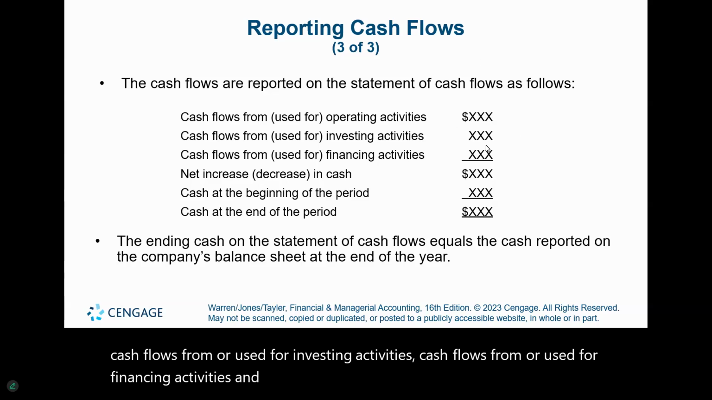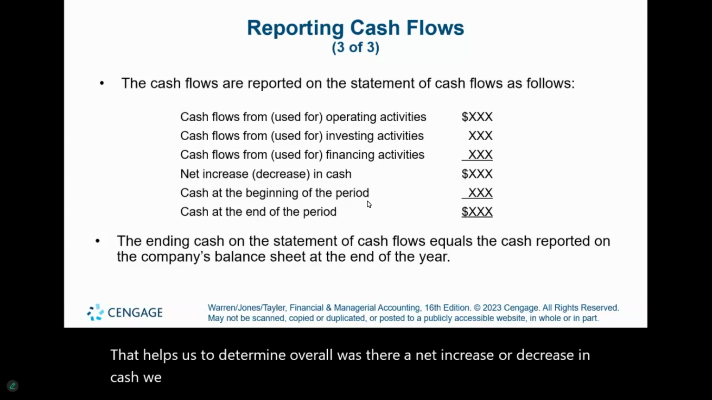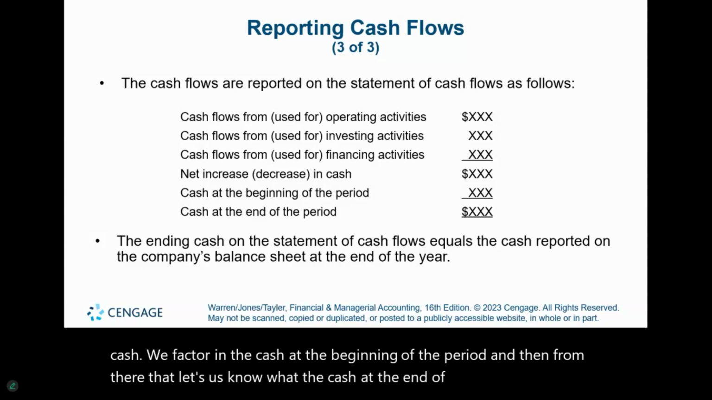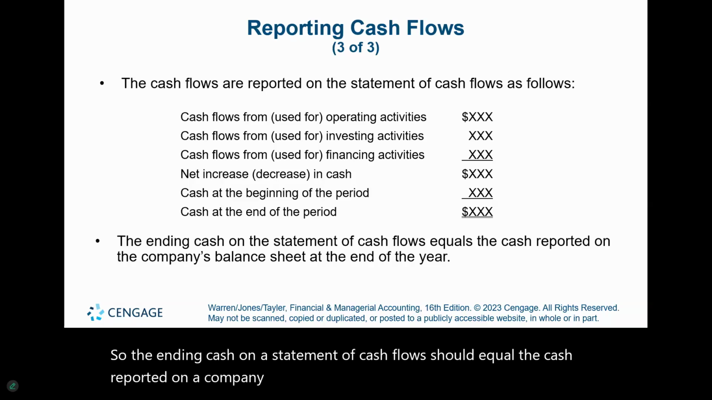And then we net all three. That helps us to determine overall, was there a net increase or decrease in cash? We factor in the cash at the beginning of the period. And then from there, that lets us know what the cash at the end of the period should be. So the ending cash on a statement of cash flows should equal the cash reported on a company's balance sheet at the end of the year.